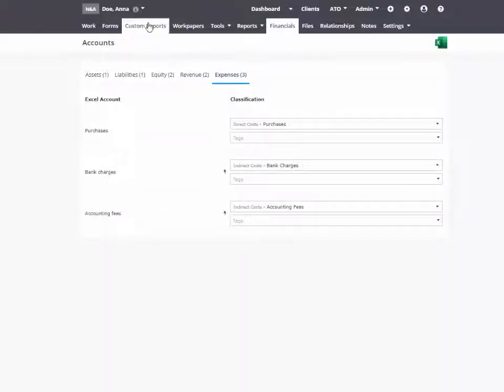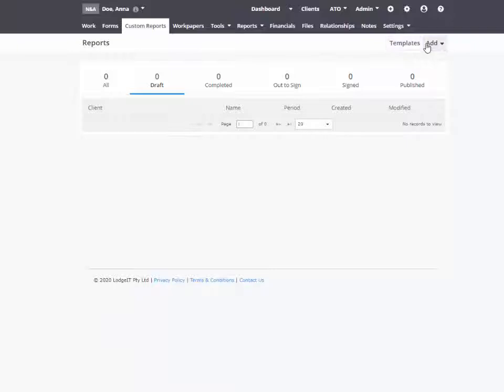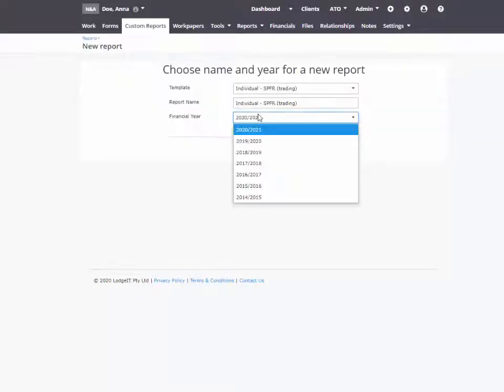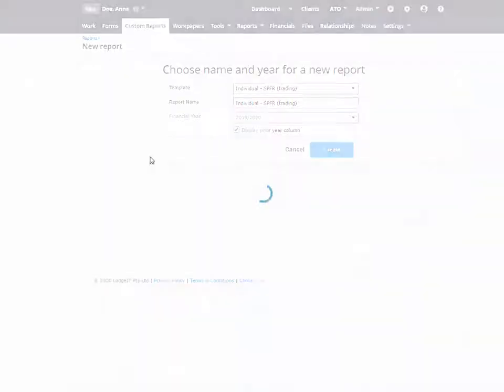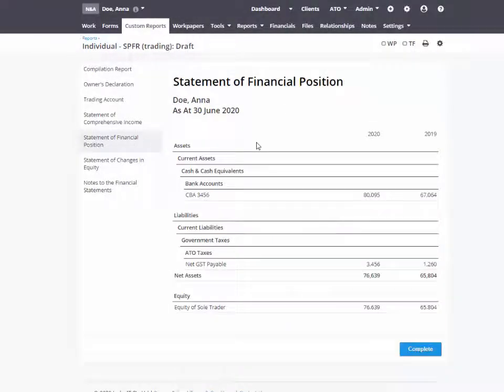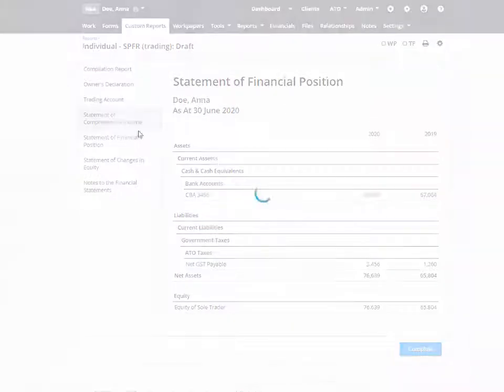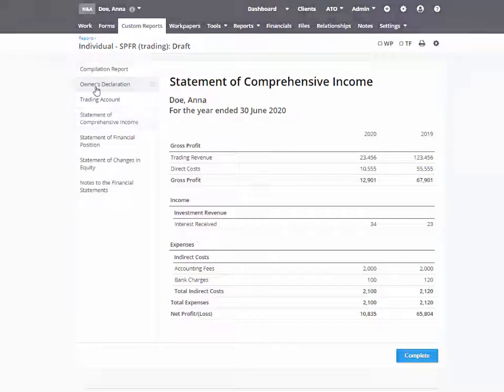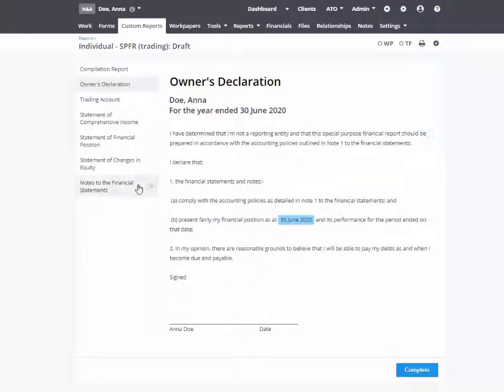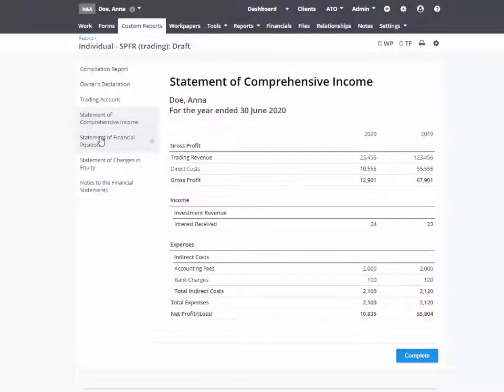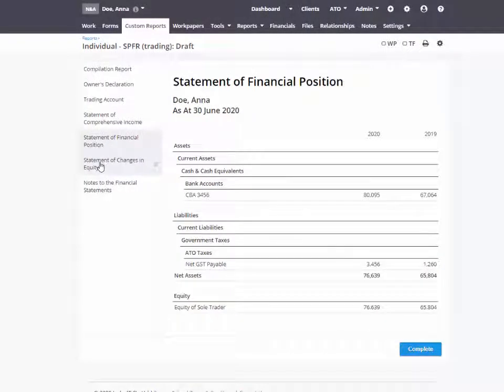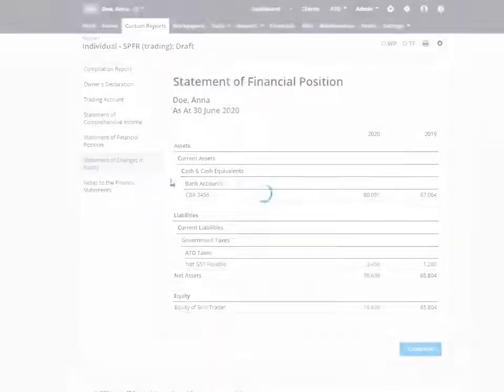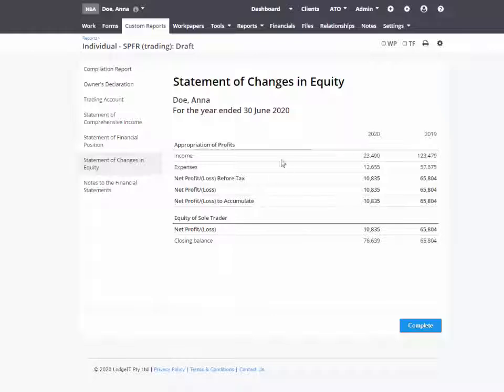Right. Over to custom reports, we'll add in a trading set. And we can see if we have a look at the owner's declaration signed by Anado, net profit, balance sheet, equity of sole trader, and the statement of change in equity. So the equity is growing by the share of the profit.